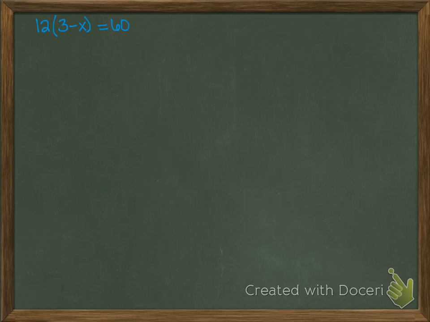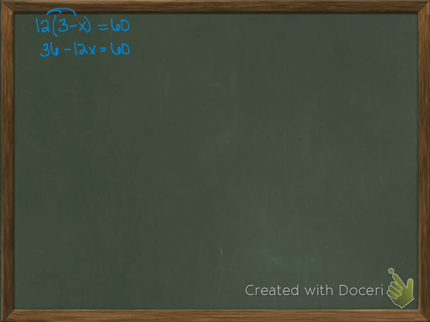This next example that I have, notice it does have parentheses. So 12 times the quantity of 3 minus x equals 60. So again, step number 1 was to distribute. So we need to distribute the 12 to everything inside those parentheses. So we have 36 minus 12x equals 60. Step number 2, combine like terms. Well, if I look on that left-hand side of the equation, there are no like terms to combine. So there's nothing for me to do for step number 2.